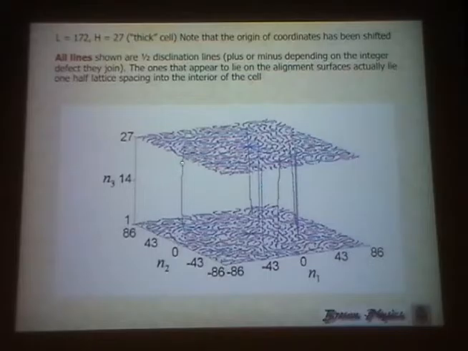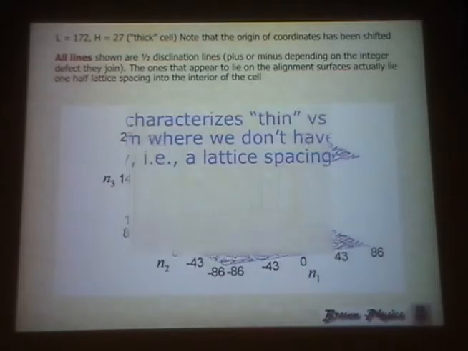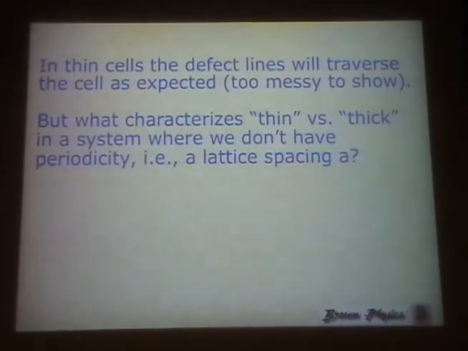But the other thing that should make some sense to you is that I have a thick cell, and there are lots of disclination lines hugging these alignment layers in a very complicated way, but that's where they are. Now, I won't show you a picture of a thin cell, because not surprisingly, with so many defect lines, you would just see this mess threading through the cell. There's no point.